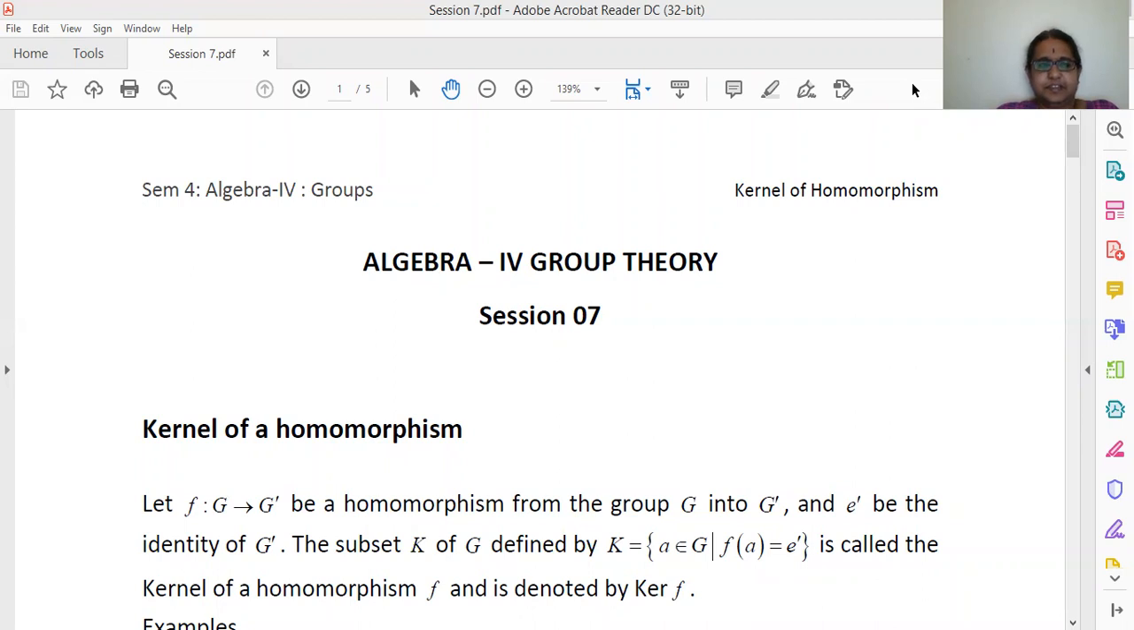In this session, we shall discuss the kernel of homomorphism. That is, we shall discuss the definition, properties, and problems related to the kernel of homomorphism. So, what is homomorphism? In the previous section, we have defined homomorphism, its properties, and examples.